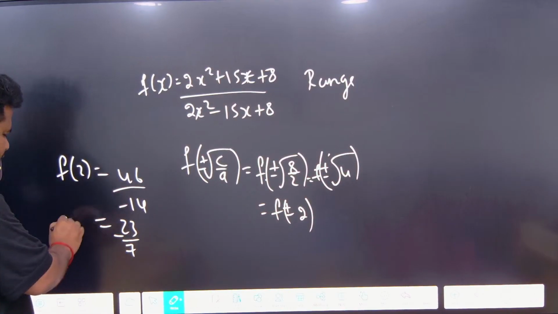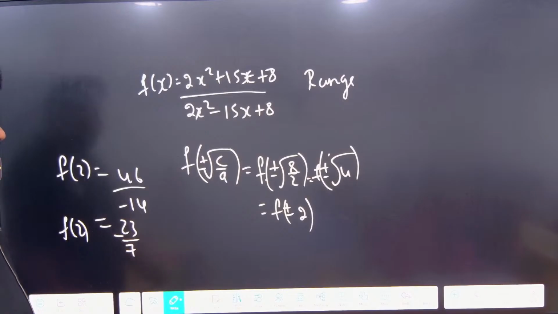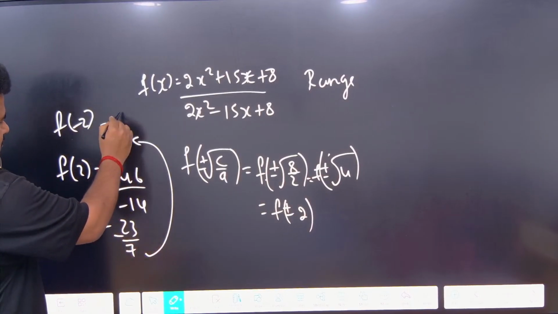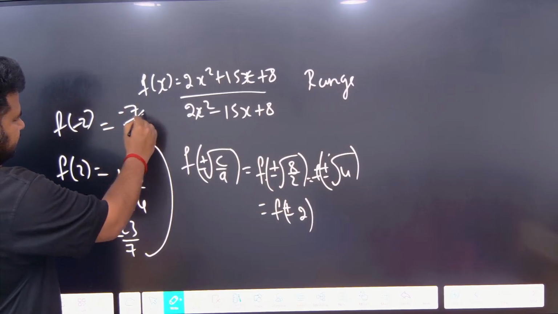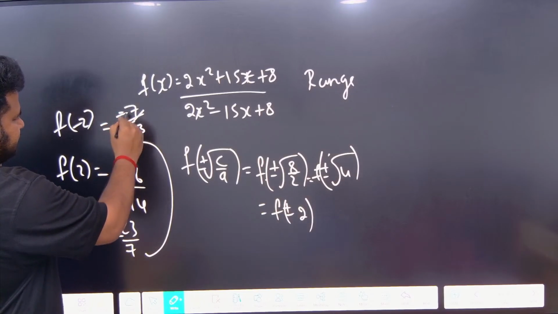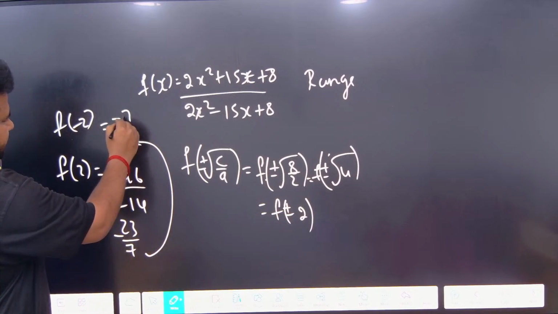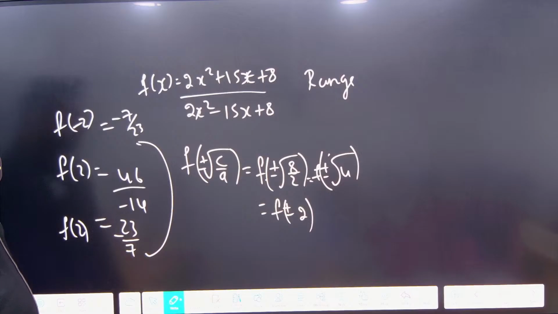So f(2) will be minus 23 by 7. So f(−2) will be the reciprocal of this, minus 7 by 23. Sign won't change, the sign will remain as it is. So this will become minus 7 by 23.